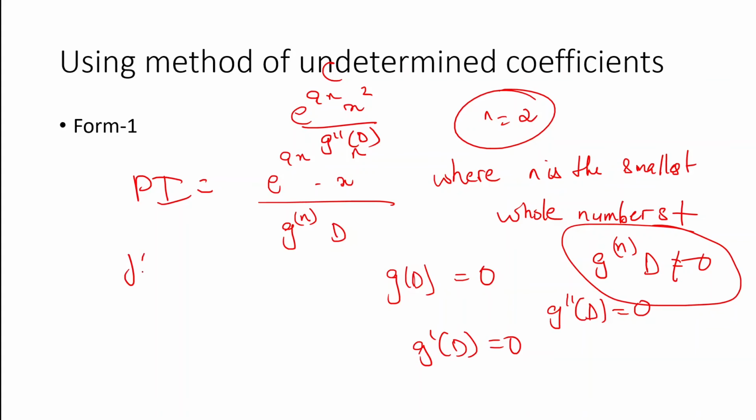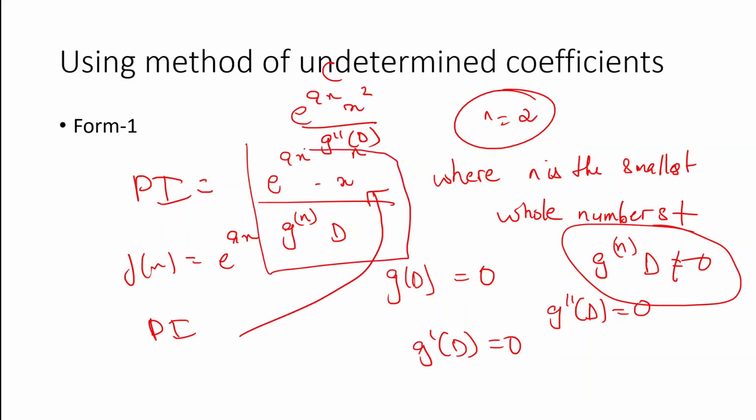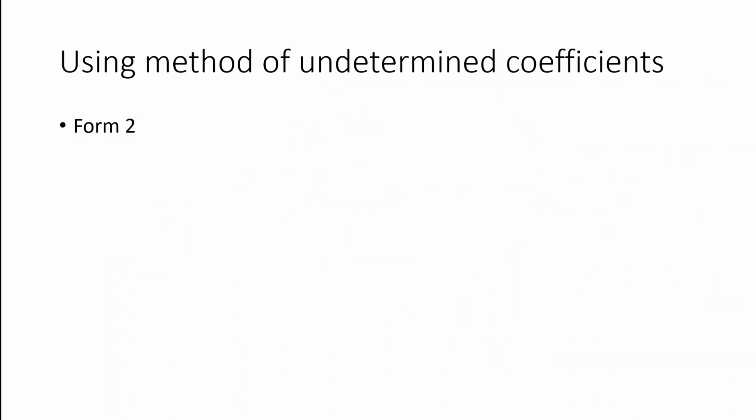If f of x is equal to e power ax, then the particular integral is this thing here. So keep this formula in mind. It's an important formula. Method of undetermined coefficients, you need to memorize the formulae of the various forms. This is the first form. The next, form 2.